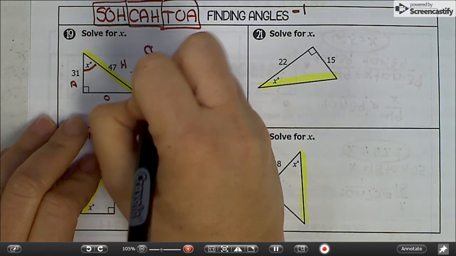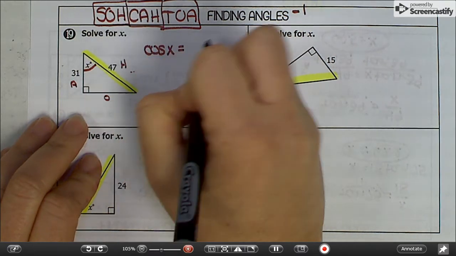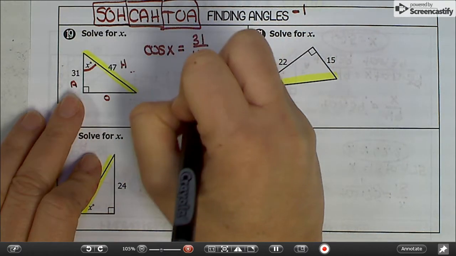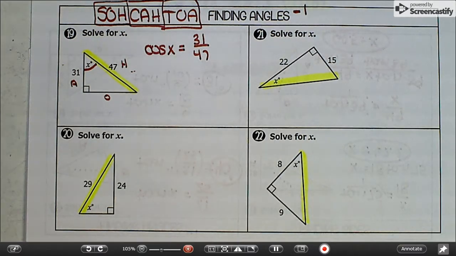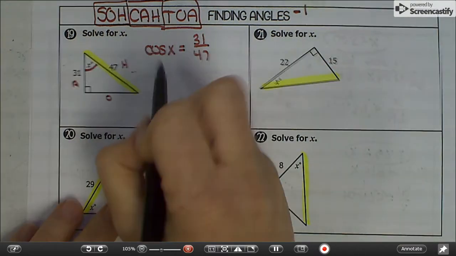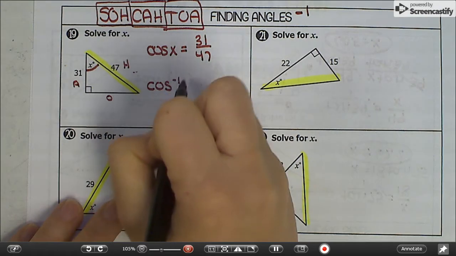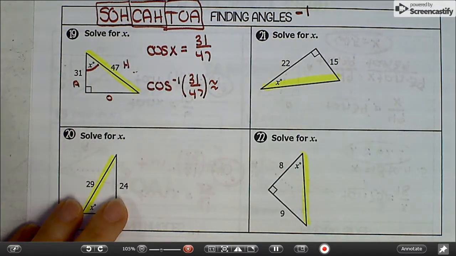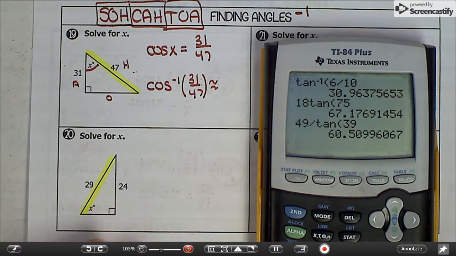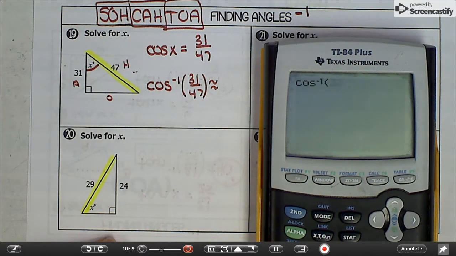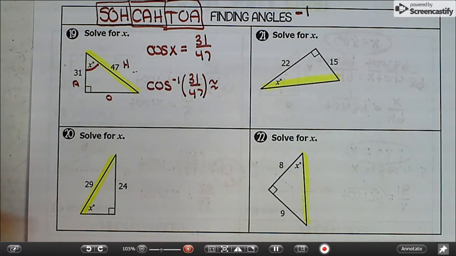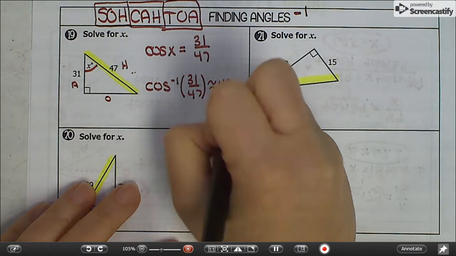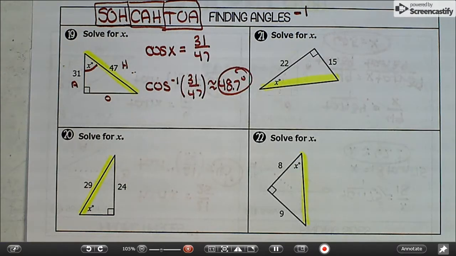So I'm going to do cosine x equals 31 over 47. It helps to put those letters on there so you don't get lost. Hopefully, as soon as you see this, it makes you think, hey, I should use the inverse. And you make sure that you're doing the inverse. So I'm going to press second cosine, 31 over 47. 48.7 degrees. All right, so really your calculator is doing most of the work. You just have to know how to set these up.